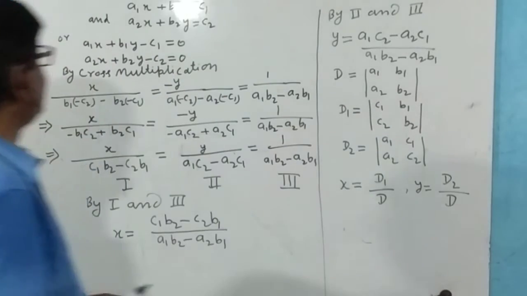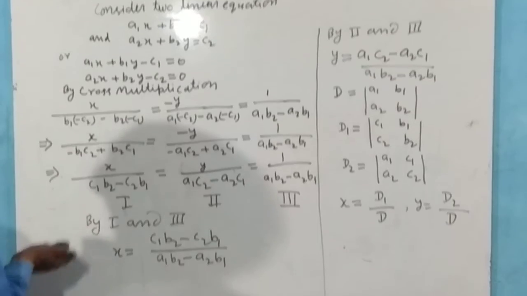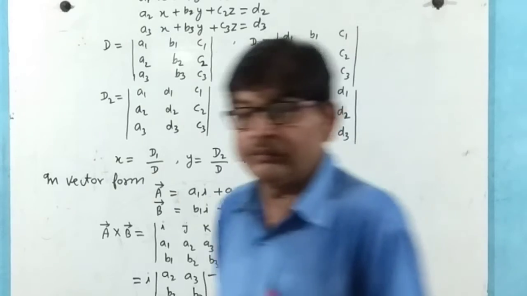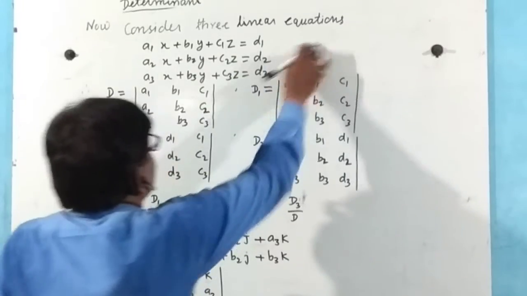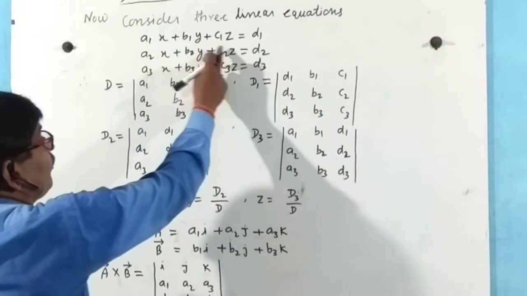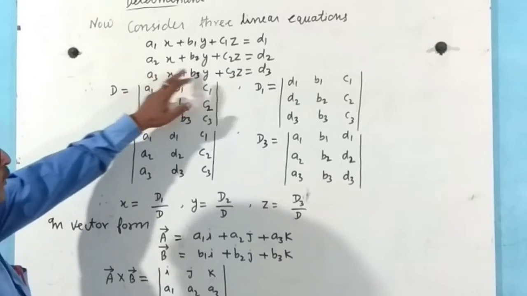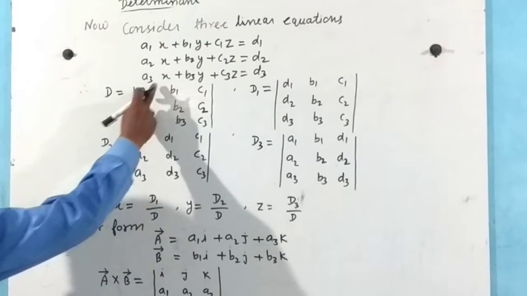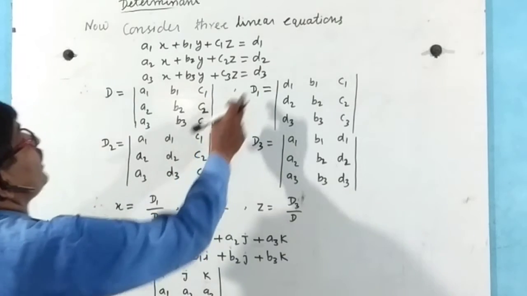Now we take three linear equations with three variables. Consider a1x plus b1y plus c1z equal to d1, a2x plus b2y plus c2z equal to d2, and a3x plus b3y plus c3z equal to d3.